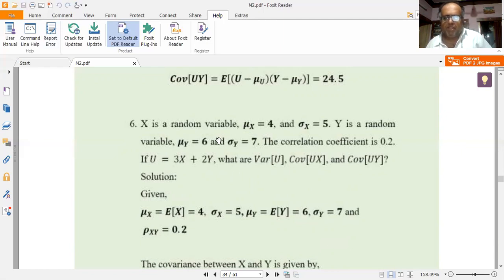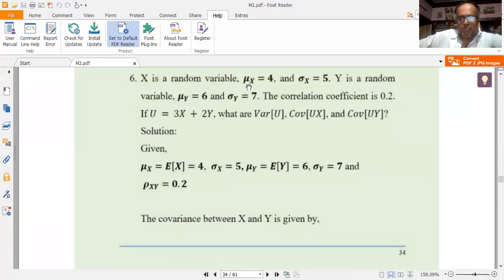So here capital X is a random variable with mean equal to 4 and standard deviation equal to 5, and capital Y is a random variable with mean equal to 6 and standard deviation equal to 7. The correlation coefficient is found to be equal to 0.2. So he is defining two random variables, and another random variable capital U is being introduced. Capital U is equal to 3x plus 2y. So I have to find the variance of U. I have to find the covariance of Ux and covariance of Uy.